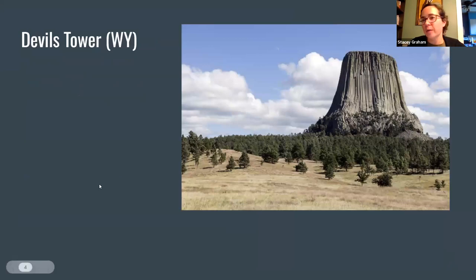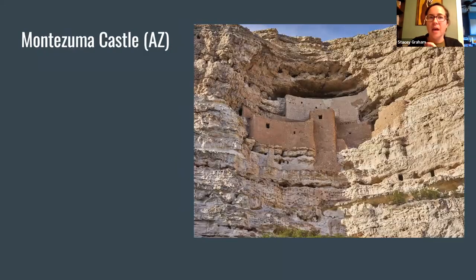Okay, so the first one, of course, is Devil's Tower in Wyoming. This is a natural site. So this protects items of both natural interest and what they call scientific interest. Here we have Devil's Tower, which is a natural formation. And then Montezuma Castle.